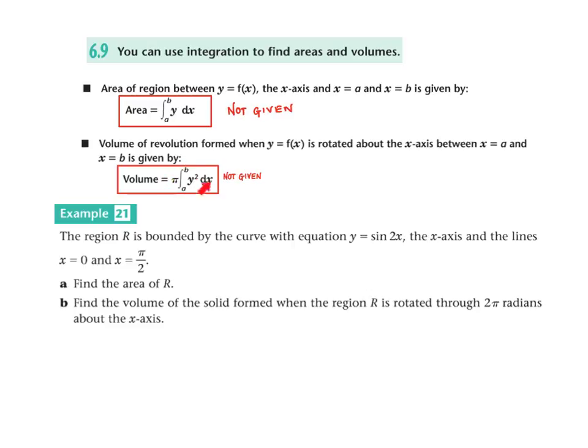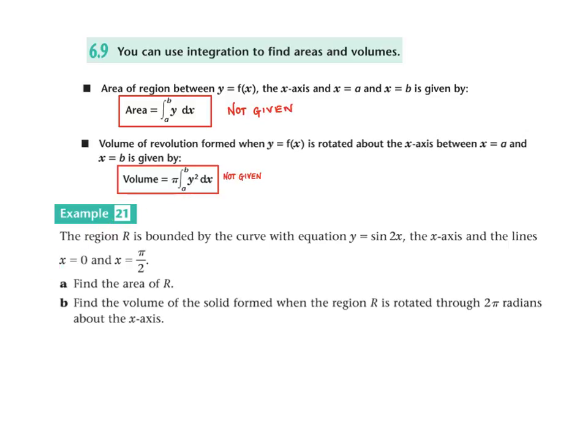This is not given, but if you can imagine, we are rotating it about the axis, so we're doing some sort of circular measure in angles. Just as we've done before, if it's any trig functions, we work in pi and radians. So the volume is pi between the limits of a and b of y squared dx. So it has to be y squared.